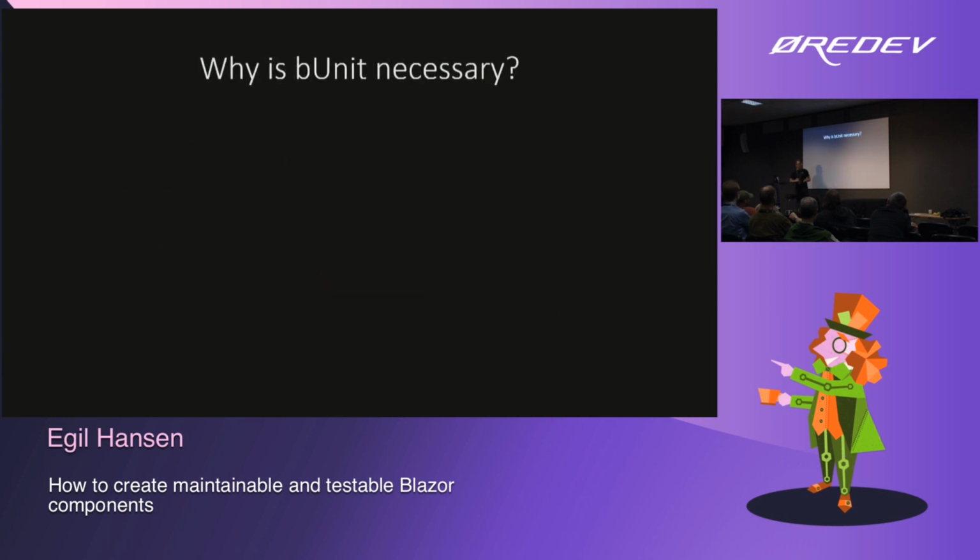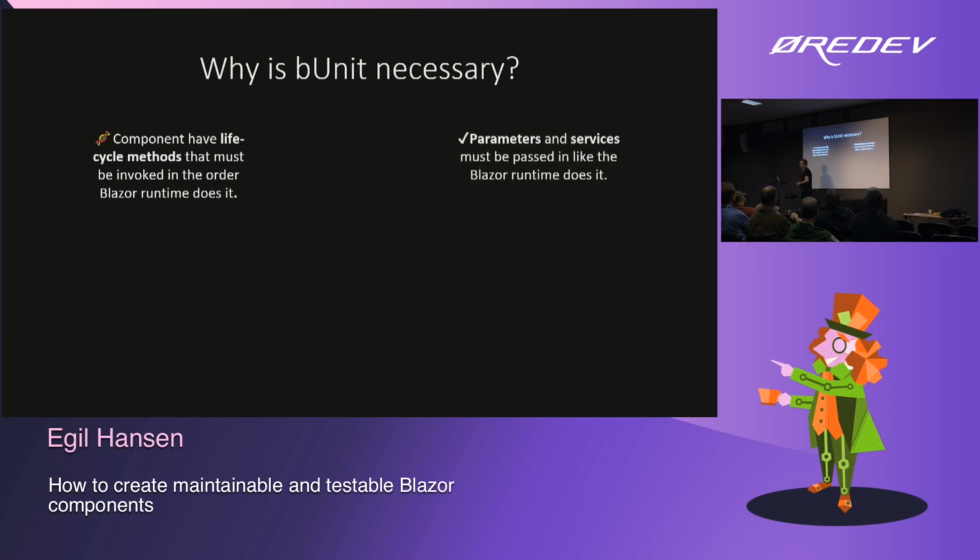So, the next question you might ask is, why is bUnit necessary? When we are writing tests for our component, we want them to be treated the same way they're going to be treated in a production environment, in a Blazor runtime. And that means we want them to have their lifecycle methods invoked in the same manner that they're going to be invoked in the real world. We also want parameters and services to be injected at the right time and the right way.